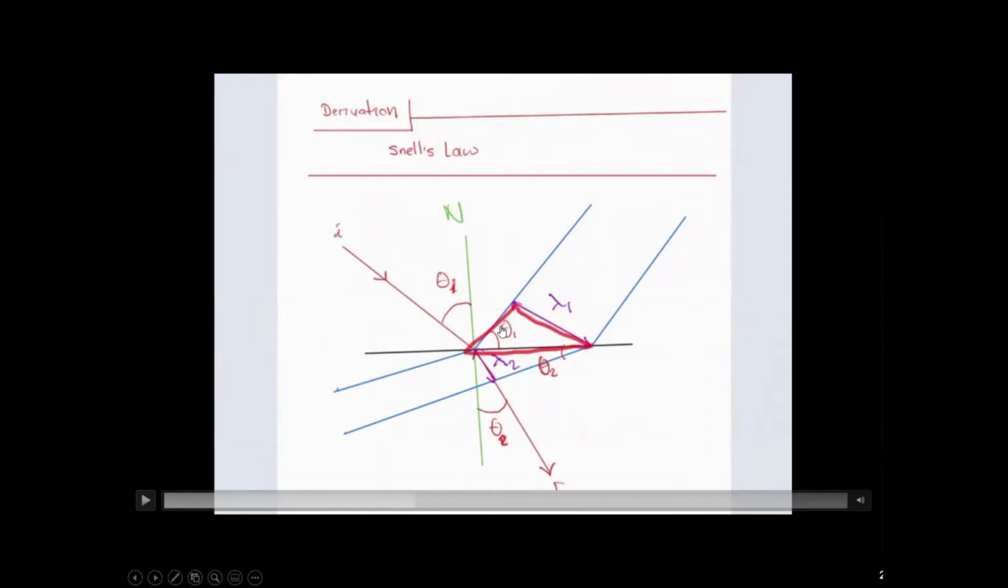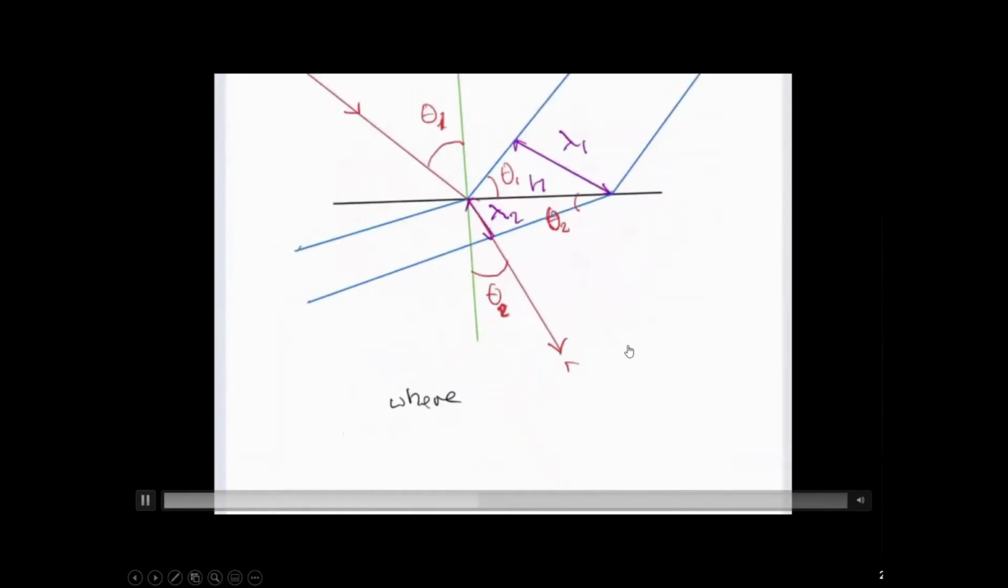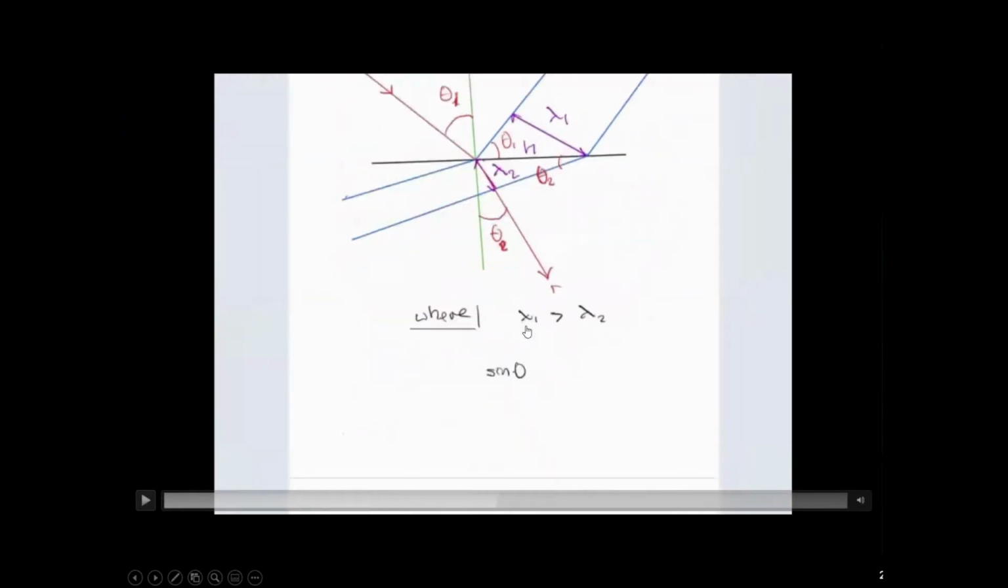Depending upon how you're looking at it, this could be the height of our triangle. This would be the base. This is going to be the hypotenuse. This is our second triangle. So this is the height. This is the base. This is once again the hypotenuse. So H is going to represent the hypotenuse. Both these triangles will have the same hypotenuse. So H is our hypotenuse. All right, so we know that the first wavelength is going to be larger than the second wavelength.